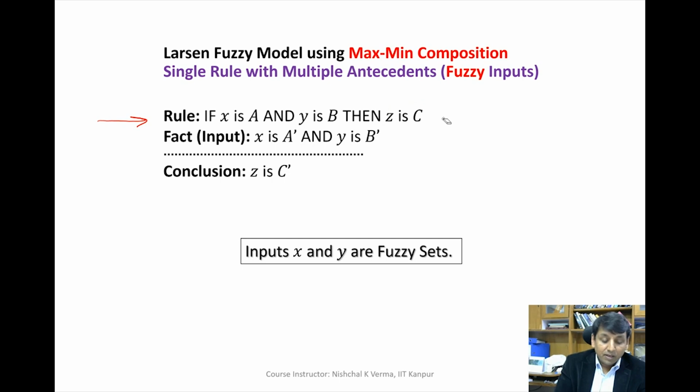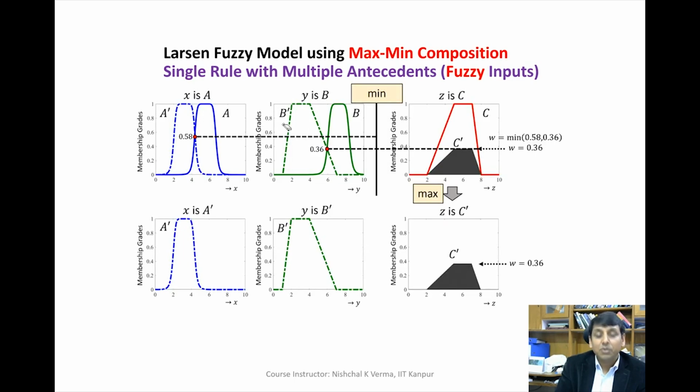Now, if we have a Larsen fuzzy model which is characterized by this kind of rule, and an unknown input comes to this model, this input can be either fuzzy or crisp. So let's discuss this one by one.